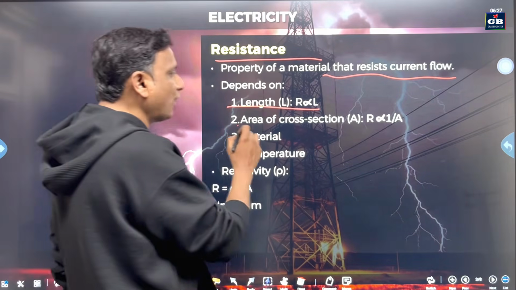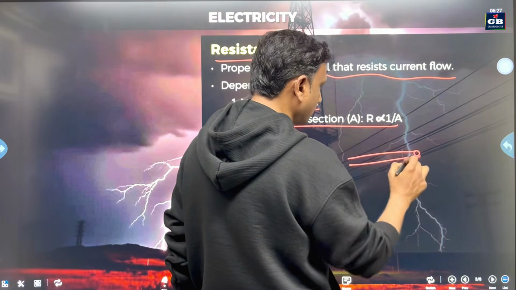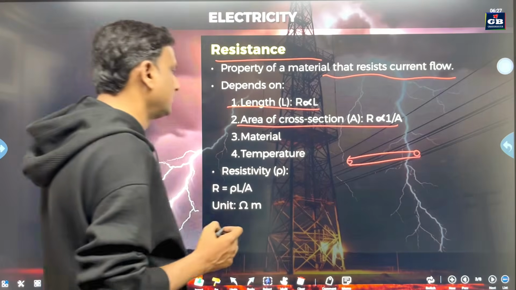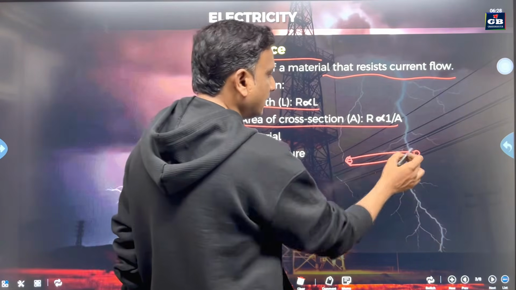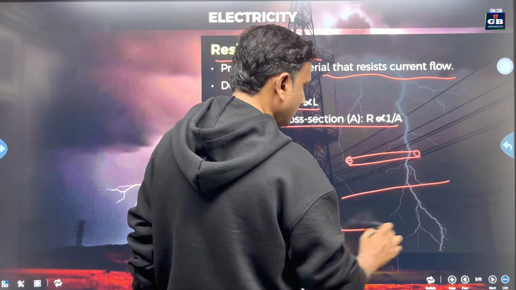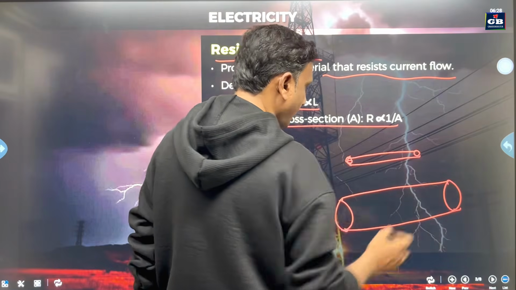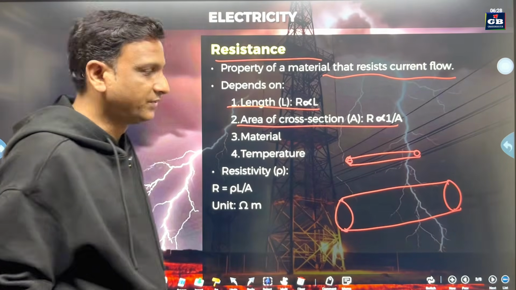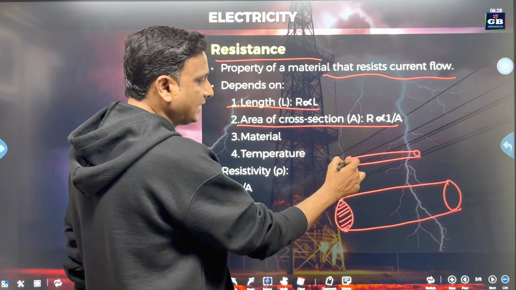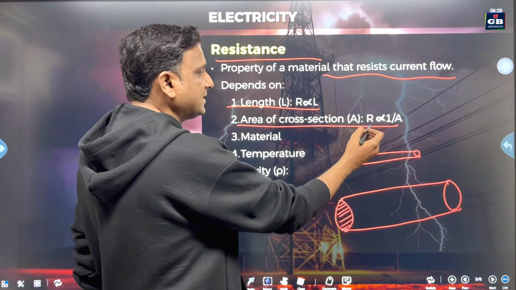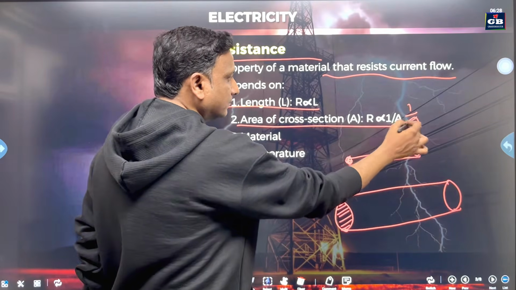Now, area of cross section. That means, this is some wire. This is the thickness of the wire, the thickness of the conductor. You see this area of cross section. Here the area of cross section is small. Resistance is inversely proportional to area: R is proportional to 1 by A.